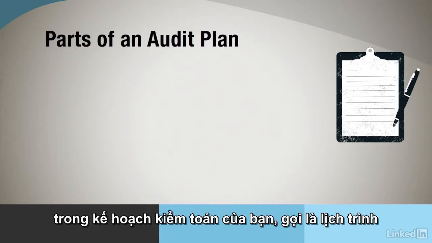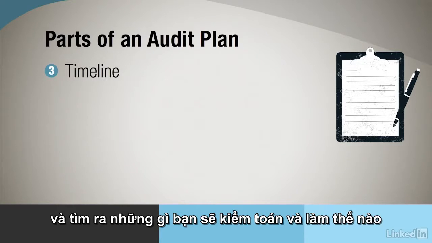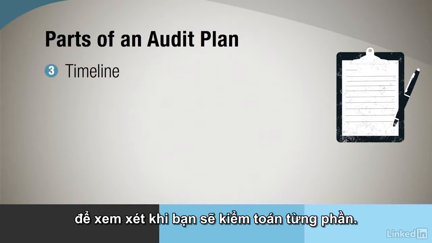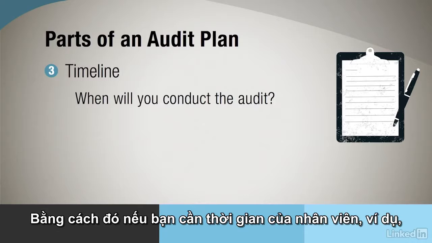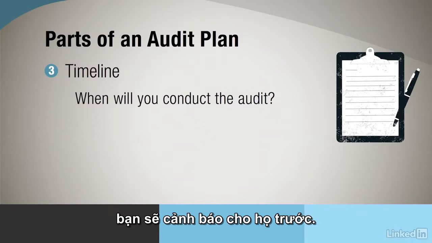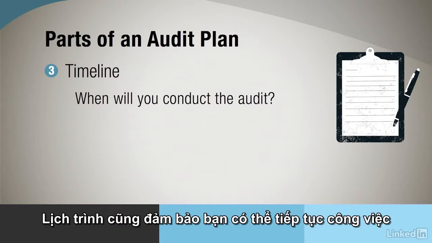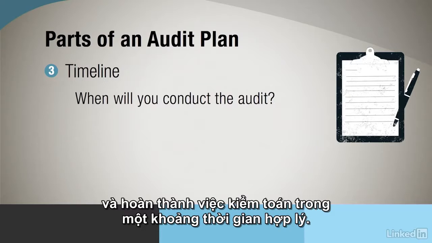This leads me to the next item in your audit plan, which is a timeline. As you're reviewing the checklist and figuring out what you will audit and how, also consider when you will audit each section. That way, if you need employee time, for example, you can give them plenty of advance warning. A timeline also ensures you stay on task and complete the audit within a reasonable time frame.